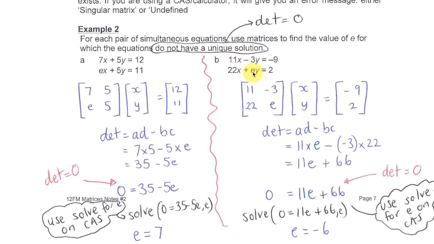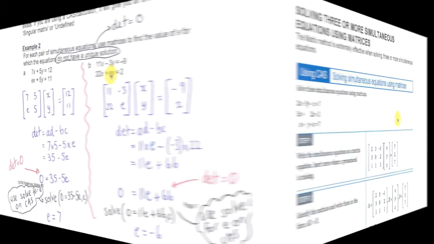So if in here we have -6, then what we'll have is a situation where we don't have a unique solution. So we either have no solutions at all that satisfy both equations, or we have an infinite number of solutions that satisfy the equations, and you can refer back to those graphs.